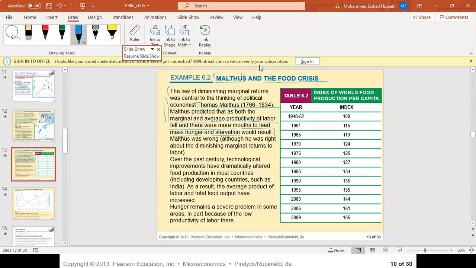So they are saying that Malthus said that we only have a limited amount of land, and when we are using more and more labor with it, production will be subject to the law of diminishing marginal return.